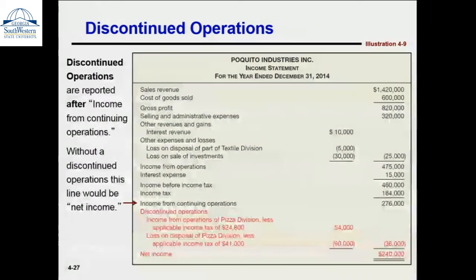Net income from the pizza division was some amount, and then the tax was 24.8, and then the net of tax number was 54. Okay, so they made money on this division, right? They made $54,000. And let's just think about this for a second, because the net of tax can get a little bit confusing at times. They made $54,000 on this pizza division.